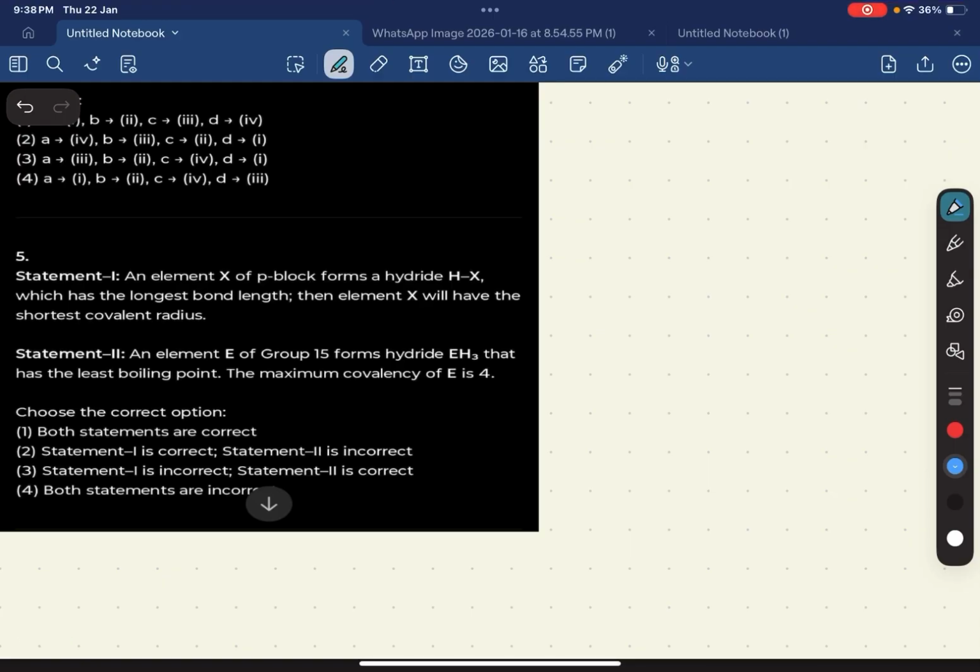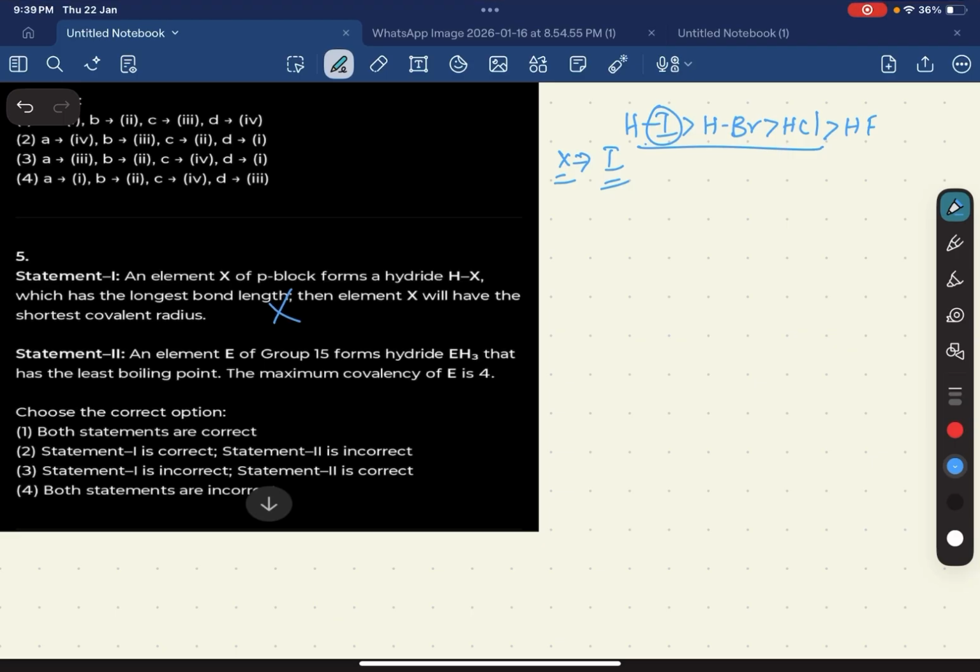That's a very basic question. An element X of the P block forms a hydride HX. So we have to see that X may be fluorine, chlorine, bromine, or iodine, which has the longest bond length. Then the element X will have the shortest covalent radius, which is wrong, right? Because X here can be taken as iodine, because HI has a longer bond length than the remaining compounds, HBr, HCl and HF. So this is the order of bond length. So indirectly X indicates iodine. Iodine is bigger in size, so the covalent radius is not shorter. That's why this statement is wrong, students.